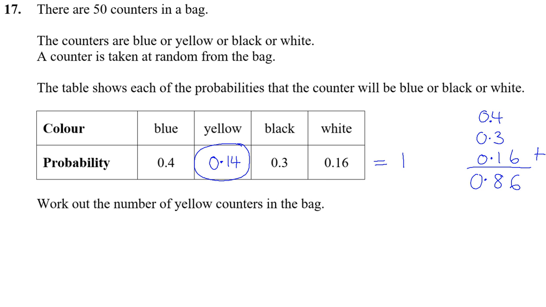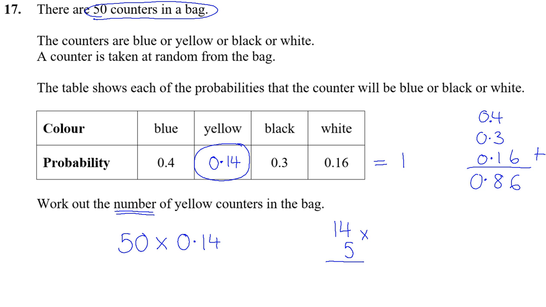Now, it doesn't want us to work out the probability, it wants us to work out the number of them. So, I'm going to take the number of counters that are in the bag, that's 50, and multiply it by 0.14. Okay? And the way I'm going to do that is I'm going to multiply them as if they were whole numbers first, and then we'll figure it out from there. So 14 times 5 is 70. Okay? So 14 times 5 is 70.